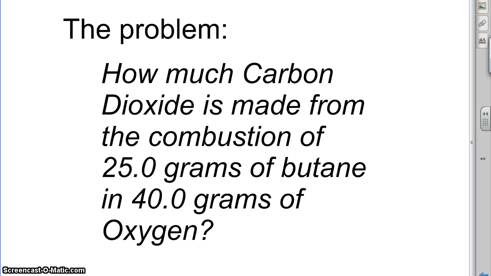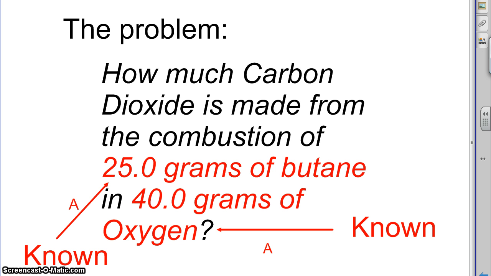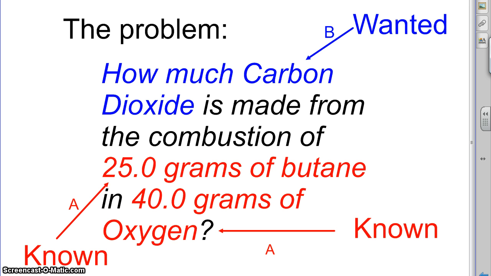So what is this both thing? Let's go back to the problem. A is the thing we know. Well, we know 25 grams of butane. That is A, our known value. But if you continue reading, you'll see that we also know that there are 40 grams of oxygen. So that is also our known A. We have two known values. So we've got to talk about how we are going to deal with this in a problem.